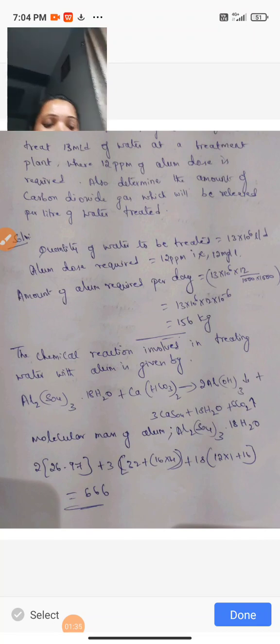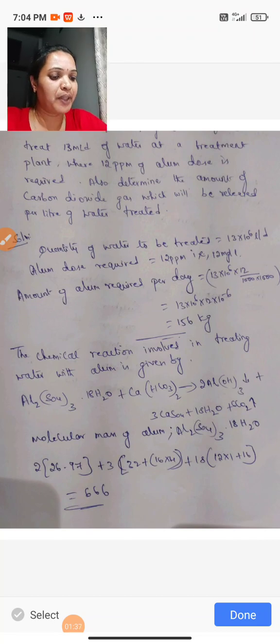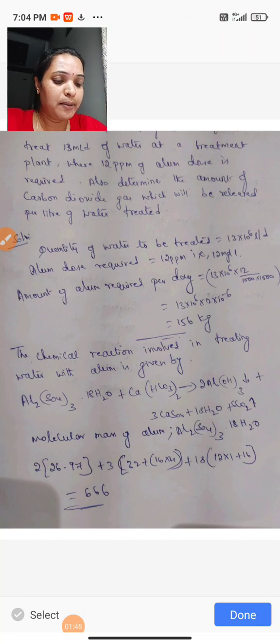ppm is nothing but parts per million, or we can also say milligrams per liter. Both are the same. Parts per million is mg per liter, that is, milligrams per liter.